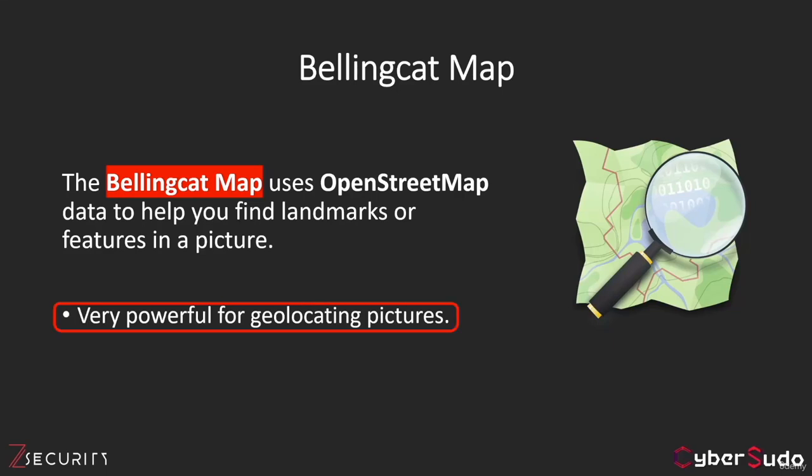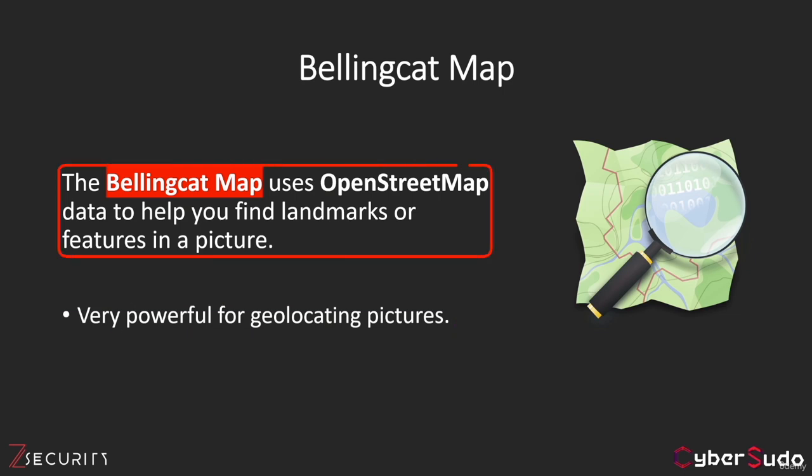Next, I would like to show you a very powerful map that could help you to geolocate pictures easily. This is a customized map made by Bellingcat, and OpenStreetMap is a free open source map that could be used by anyone. The coolest thing about this map is that you can customize it and tell the map the features that you would like to find in a specific area, which I will show you in a moment.